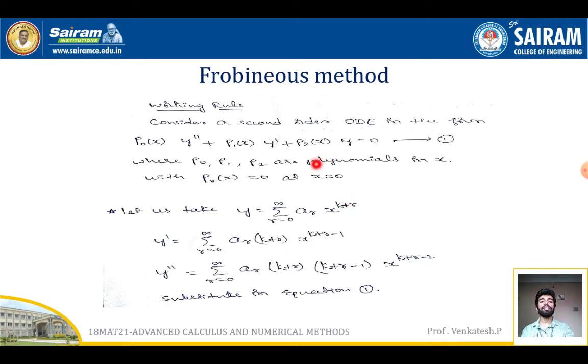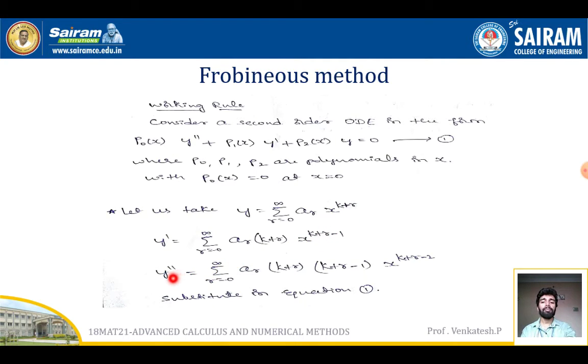Now we have to differentiate y with respect to x one time to get y', and differentiate twice to get y''. So first I'm going to find y'. Differentiating the assumed y with respect to x, I get the summation over r from 0 to infinity, keeping the constant a_r as it is. Differentiating x^(k+r) one time, I get (k+r) x^(k+r-1), since the differentiation of x^n is n x^(n-1). This is the same formula I'm going to apply here.